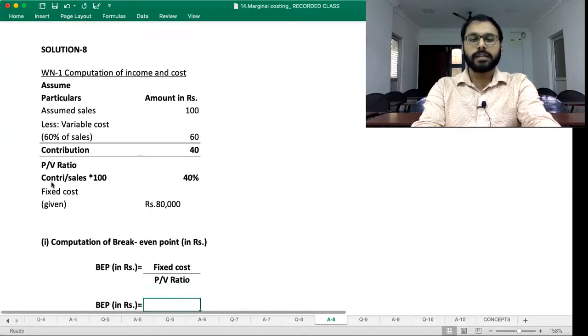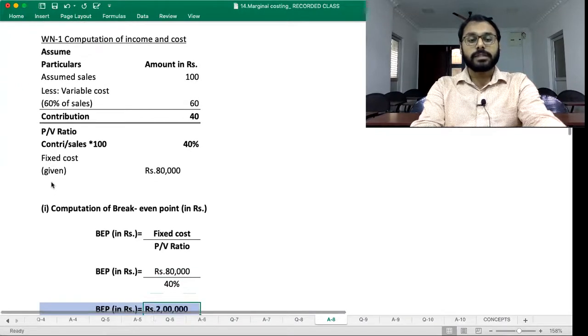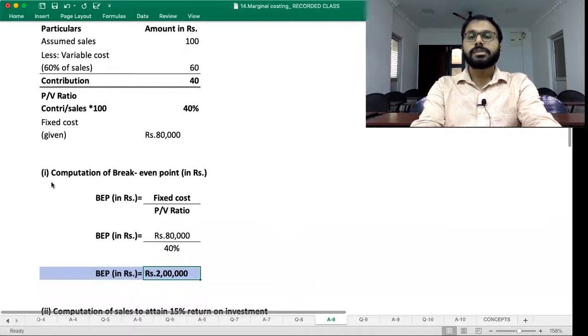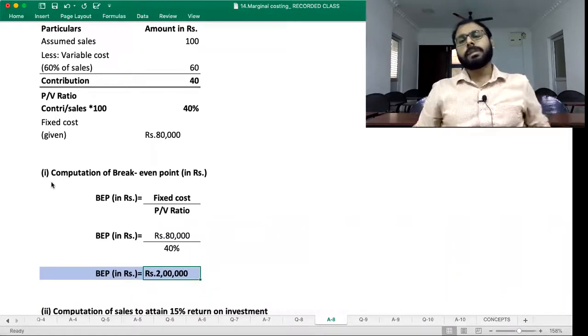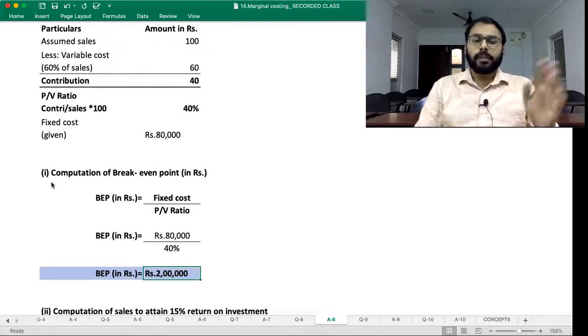Fixed cost is already given in the question. So rupees 80,000 divided by 40,000 is going to give you the break-even point in rupees. The first requirement of the question is solved. Very simple, without much complication. You have found out the break-even point in rupees, which is going to be 2 lakhs rupees.